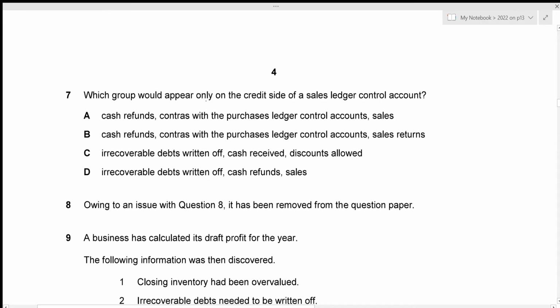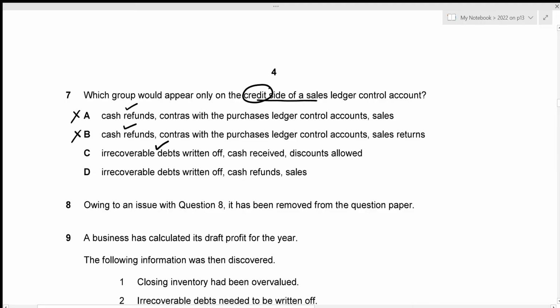Which group would appear only on the credit side of a sales ledger control account? The first one is cash refunds, which is always recorded on the debit side. And we're only talking about the credit side, which means that option A is incorrect. Option B also includes the cash refunds, which are always recorded on the debit side, so this is incorrect as well. Now for the third option, we're given irrecoverable debts written off, which is always recorded in the credit side of our sales ledger control account, as it reduces the amount that we will receive from the debtors, right?